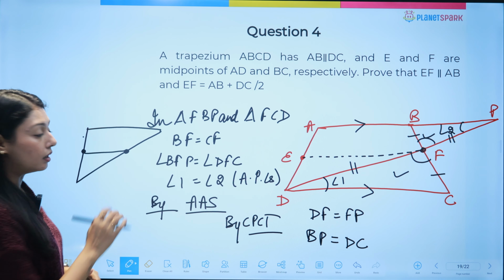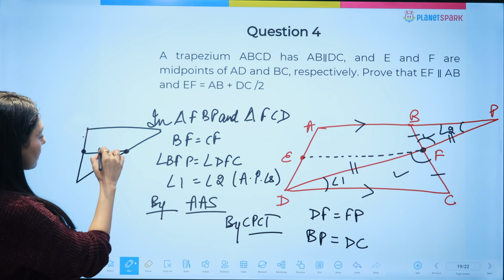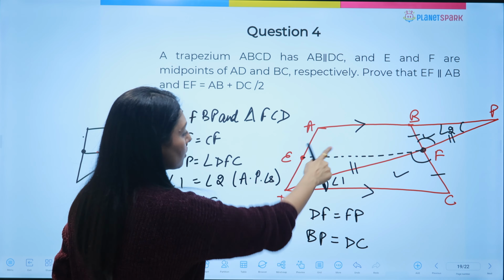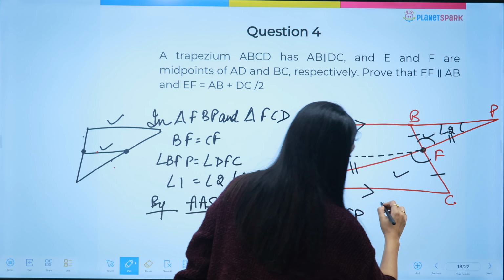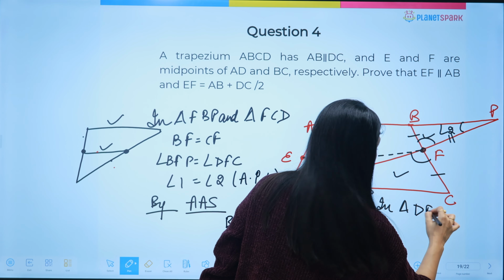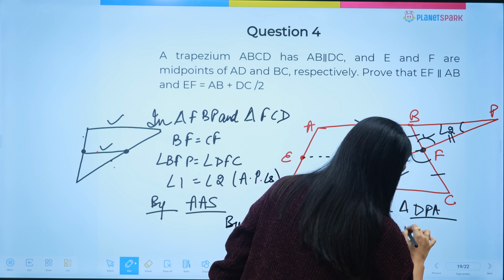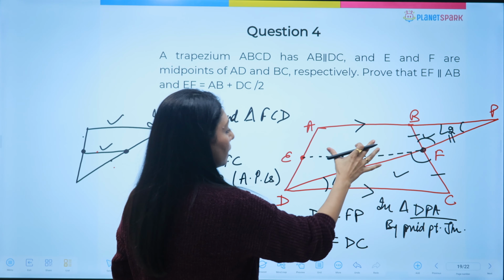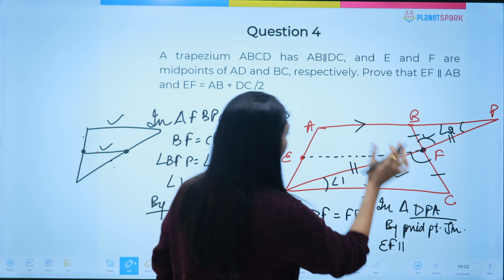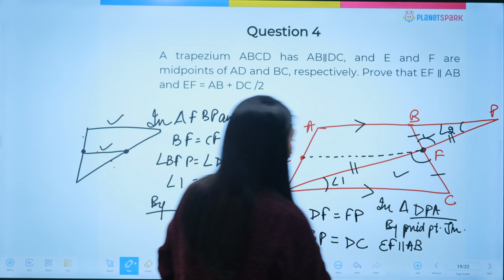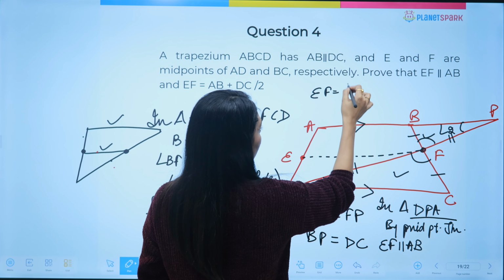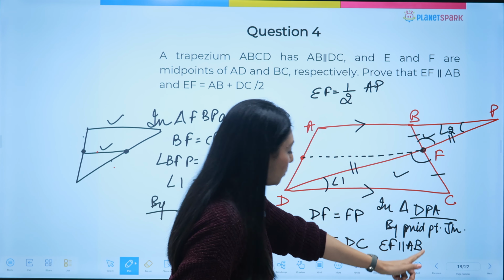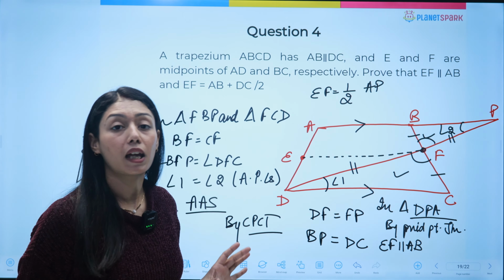Can I apply the midpoint theorem here? Midpoints are joined using a straight line. So I can say these two sides are parallel and it will be half of it. Isn't that so, everybody? So let's do that. By applying the midpoint theorem in triangle DPA, I can say EF is parallel to AB and EF is equal to half of AP. Right, everybody? If it's parallel to AP, that means it's parallel to AB also. So directly I have written parallel to AB.